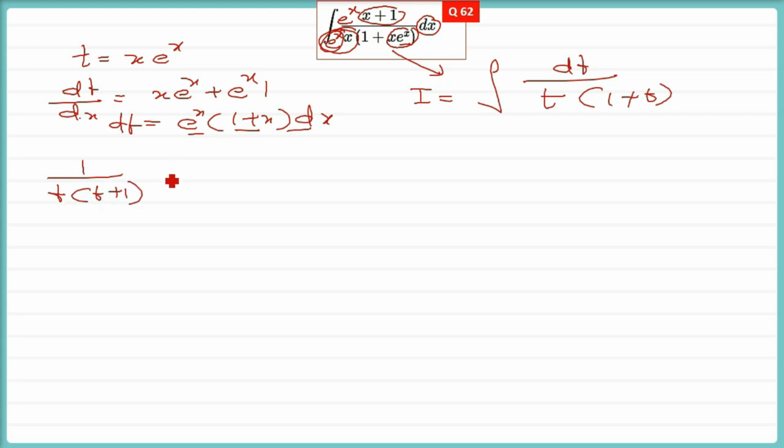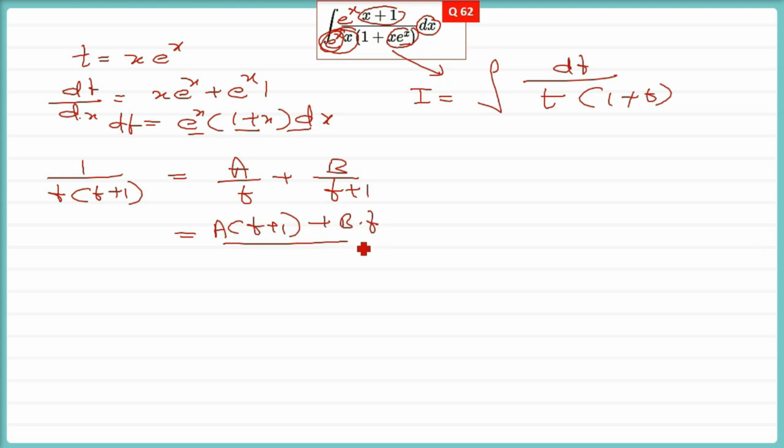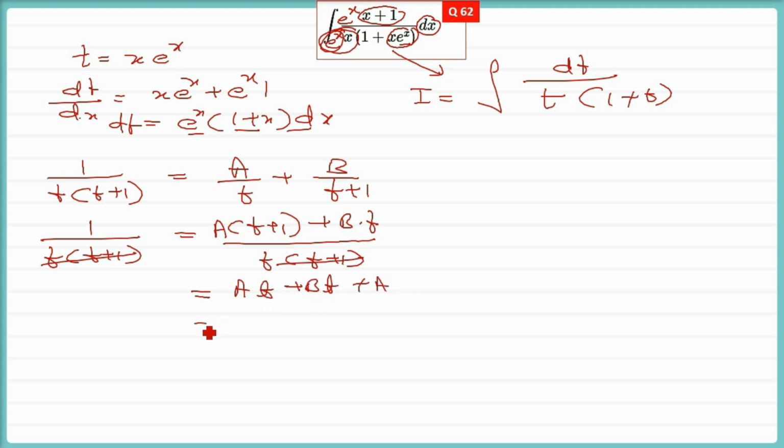So 1 by t into (t plus 1) will be equal to a divided by t plus b divided by t plus 1. This will be a into (t plus 1) plus b multiplied by t, divided by t into (t plus 1). On the left it will be 1 by t (t plus 1). The denominator will get cancelled and we'll multiply this: at plus bt plus a. On the left, it's 1 only.